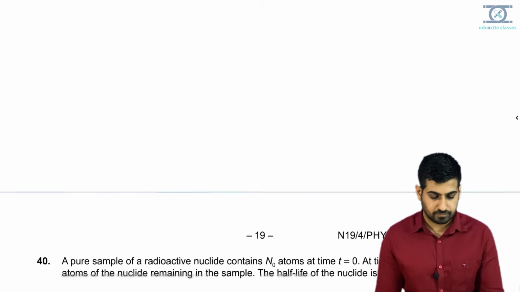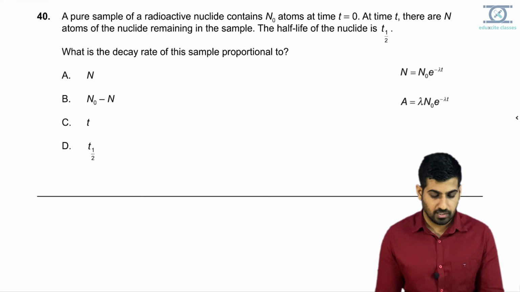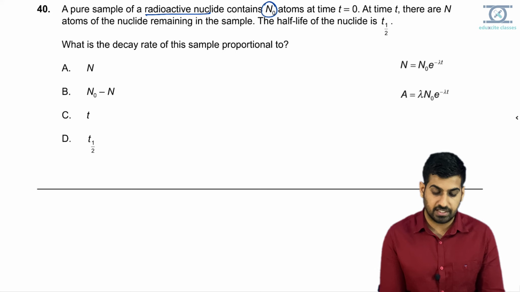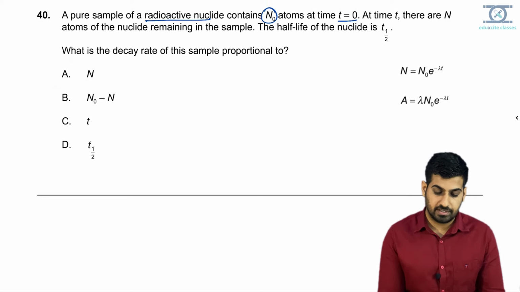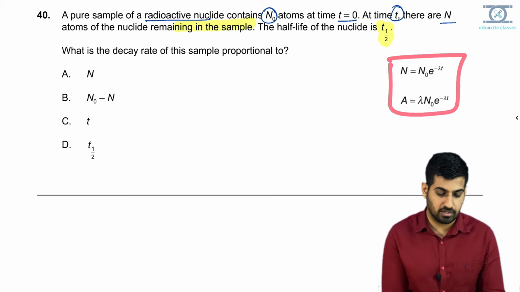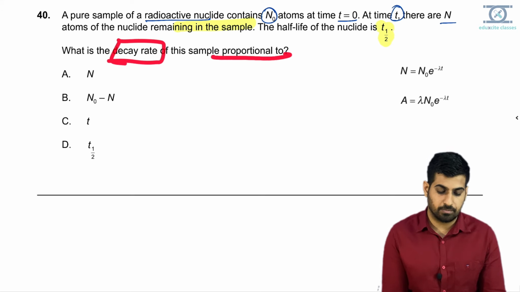Okay. Now the last question. A pure sample of radioactive nuclei contains N0 atoms at t equals 0, and at time t, N atoms of the nuclei remain in the sample. The half-life is t half. These formulas are already given in the physics booklet. What is the decay rate of the sample proportional to?